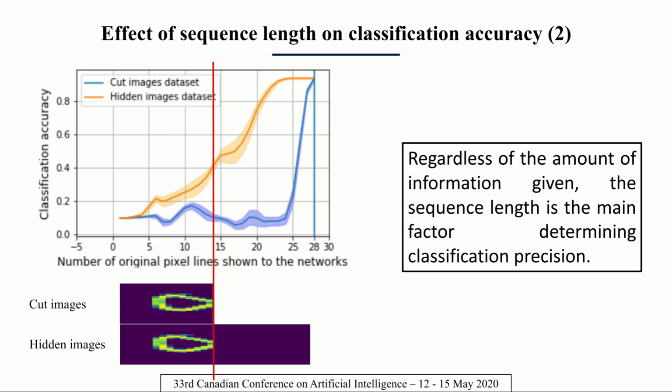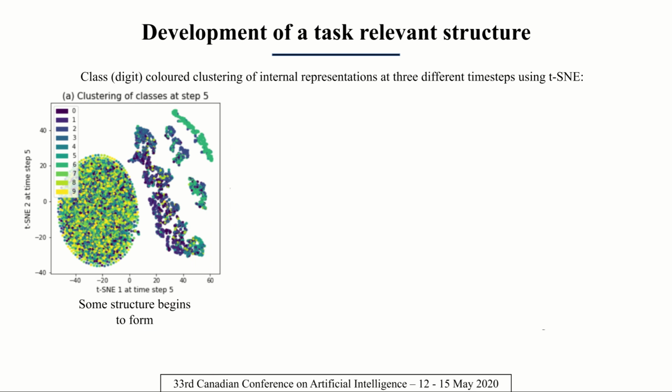In order to answer this question, we looked at a class or digit colored clustering of the internal representation at 3 different time steps. The clustering was done using the t-SNE dimensionality reduction algorithm. At time step 5, so after only 5 pixel lines of the images shown, you can see that some structure begins to form as the network groups together certain images that it identifies as being 6s.